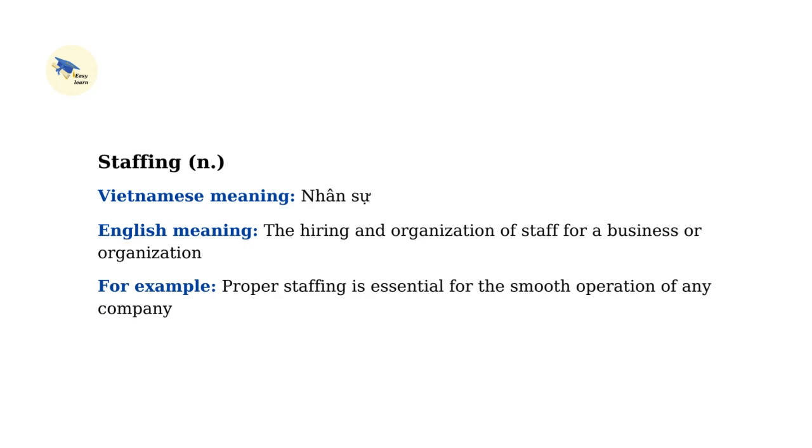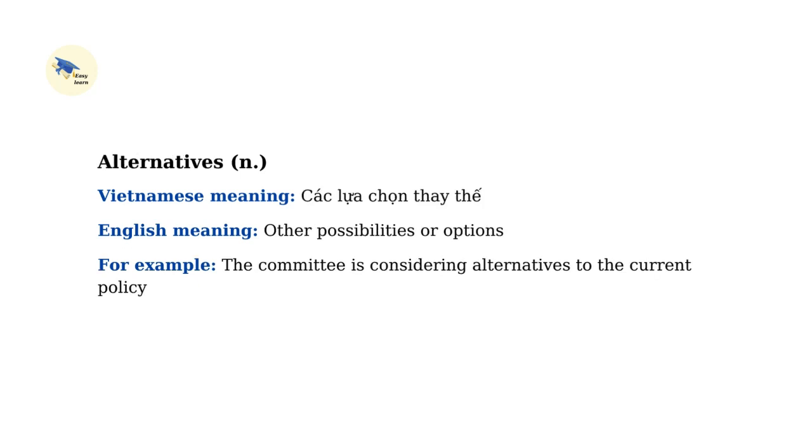Staffing. Nhân sự. The hiring and organization of staff for a business or organization. For example, proper staffing is essential for the smooth operation of any company. Alternatives. Các lựa chọn thay thế. Other possibilities or options. For example, the committee is considering alternatives to the current policy.